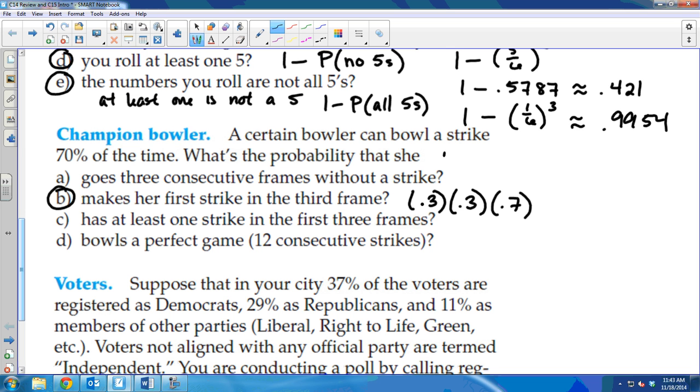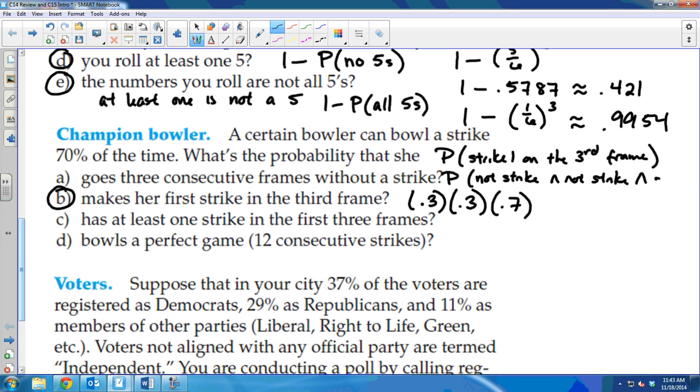In notation, you can write the probability of a strike on the third frame. And then if you were trying to use set notation, you'd have the probability of not a strike and not a strike and strike.